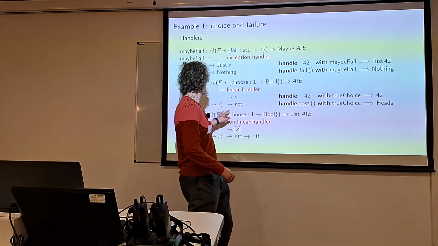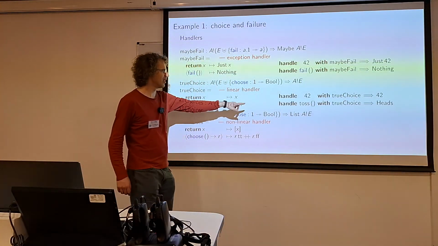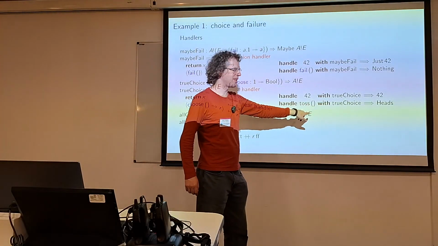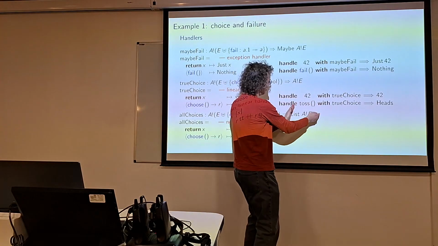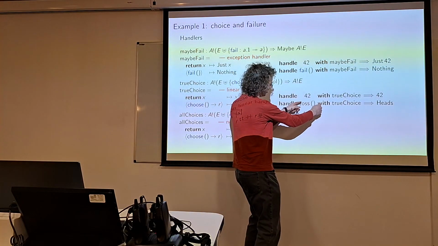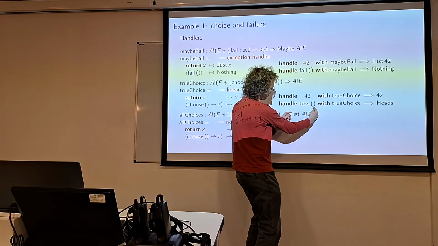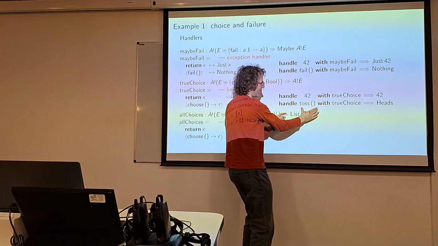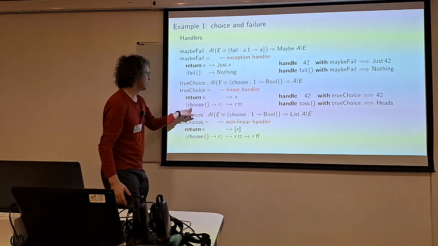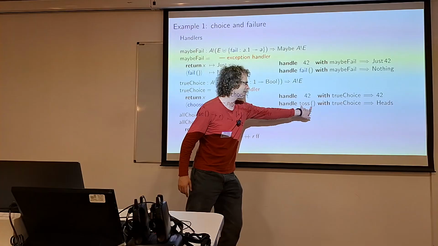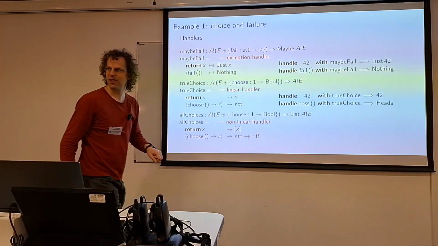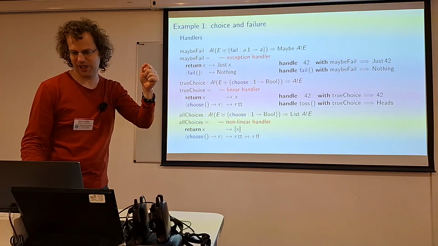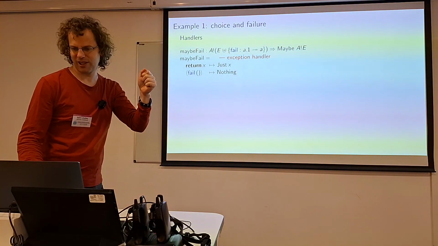So if we take the simple true choice one, when we do handle toss with true choice, what does that do? That installs a handler which delimits the execution of this piece of code, whatever code we write here. And that now means that any choose operation that gets performed inside this piece of code will search for a handler. And that is the point at which the resumption gets constructed.